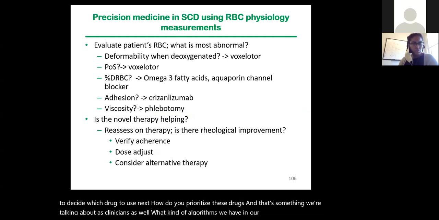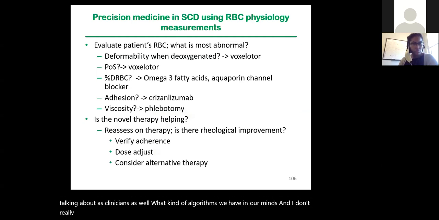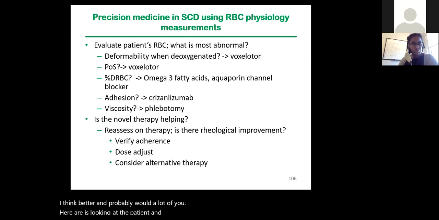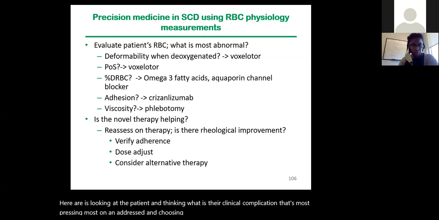And I don't really think that that's necessarily the right approach. Like, first I'll try this, then I'll try this. I think better, and probably what a lot of you here are doing, is looking at the patient and thinking, what is their clinical complication that's most pressing, and choosing the appropriate therapy that way. Another way is to use these rheology measurements, these physiology measurements, for precision medicine.